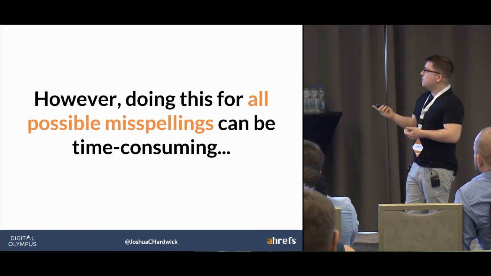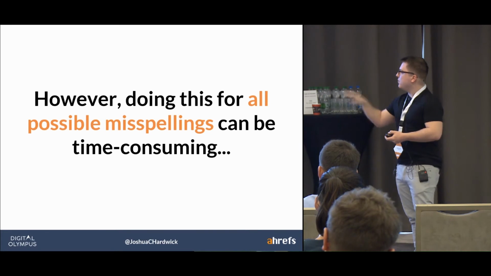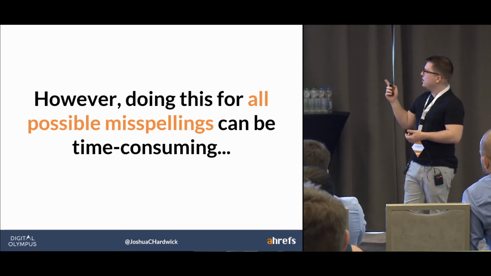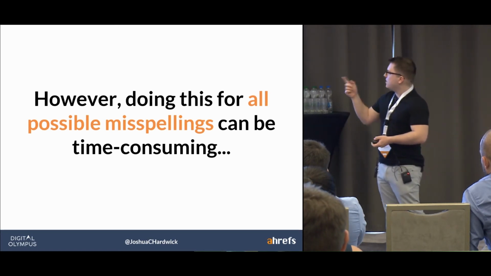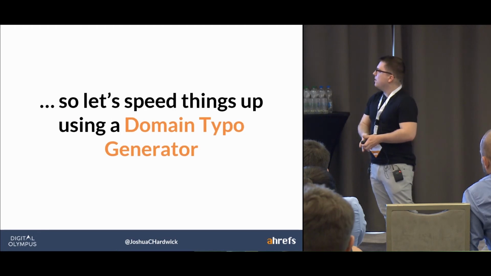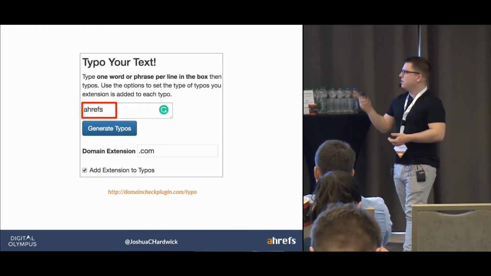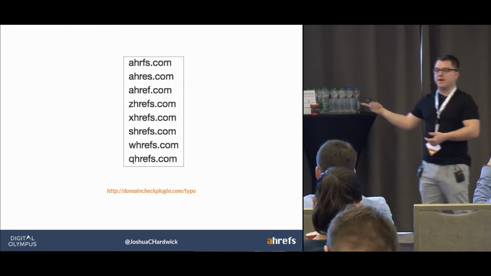So again, the difficulty becomes that pasting those misspellings into a backlink checker one by one is a bit of a hassle and a bit time consuming. So the best way to do it is to use a domain typo generator. You can find one there, domaincheckplugin.com/typo. Just paste in your actual domain, hit generate typos, and it generates a big list of potential misspellings.